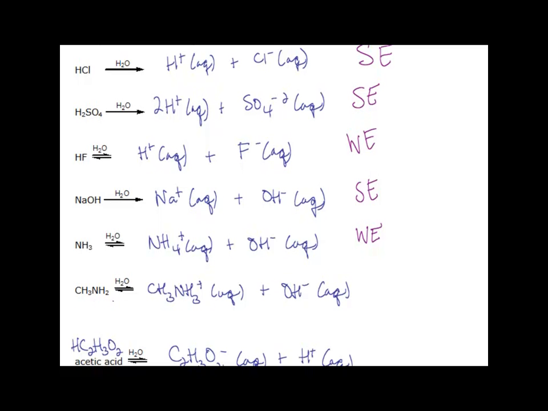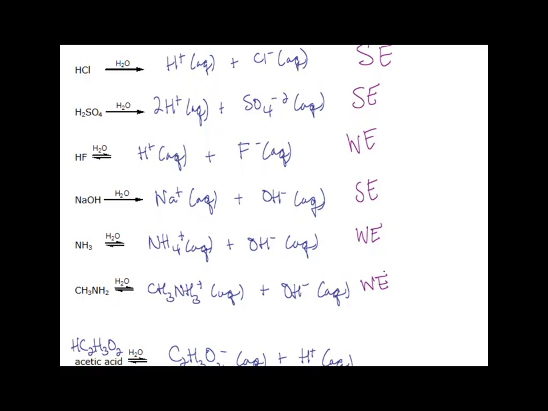CH3NH2, you guys know how to name this, right, from Unit 4. This is methylamine, or methanamine. It's also an amine, so it's going to be greedy and grab protons from water. So you'll get these products. It's a weak electrolyte. Acetic acid, the structure wasn't provided, you can draw the structure this way, or you can draw a condensed structural formula like you did for Unit 4.